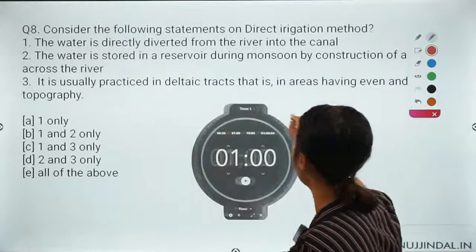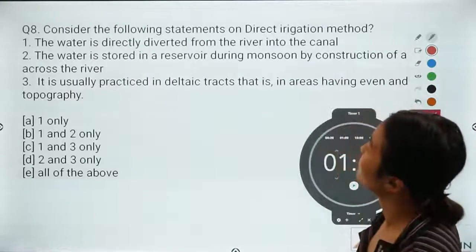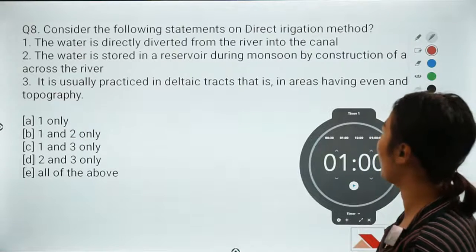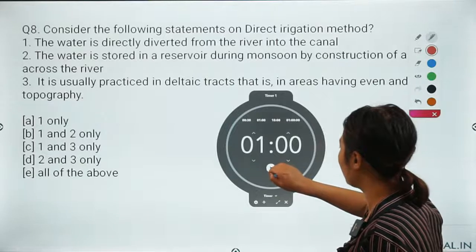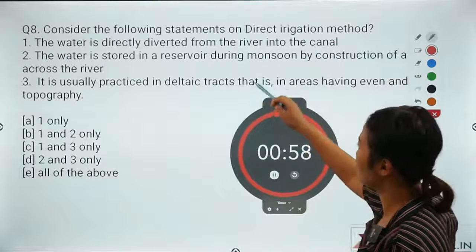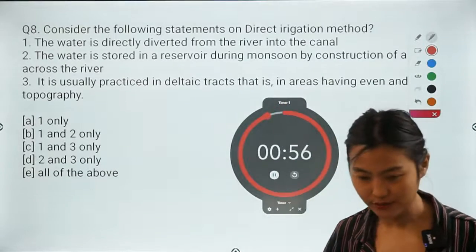Okay, let's go to our eighth question. Consider the following statements on direct irrigation method. Your timer starts now. Please read all of these statements properly and answer.